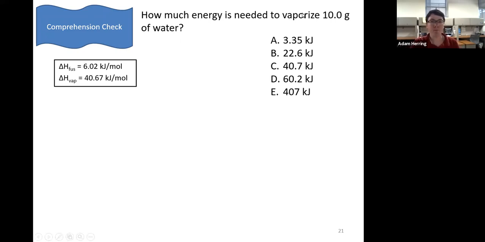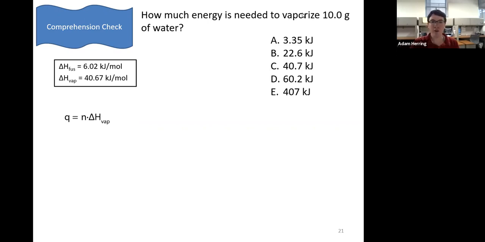Welcome back. So the question asks, how much energy is needed to vaporize 10 grams of water? The vaporization process is where we take a substance in the liquid phase and we convert it into the gaseous phase by adding energy. In order to calculate the amount of energy required, we can relate this to the enthalpy of vaporization and the amount of substance we have.